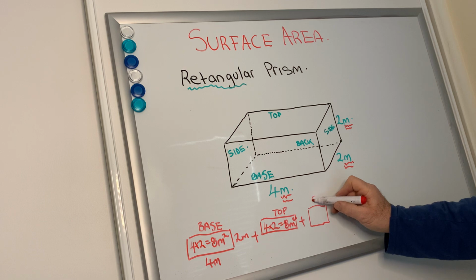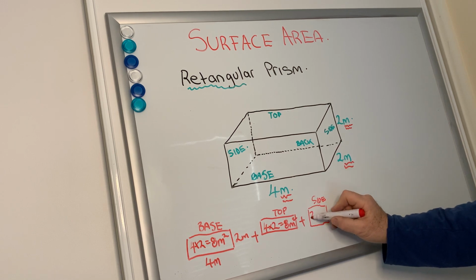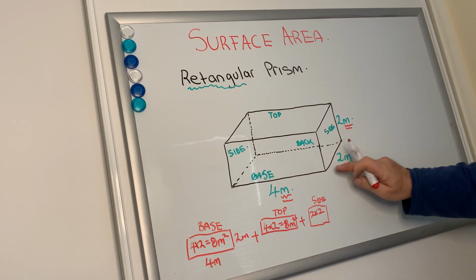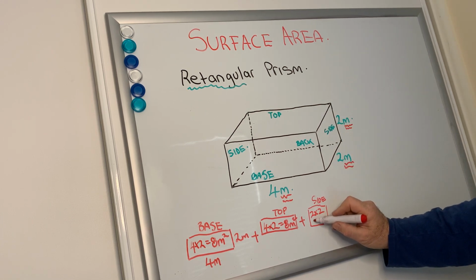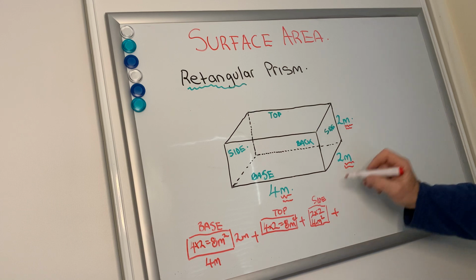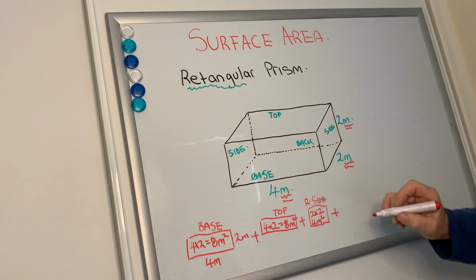So I'm just going to say side. 2 times 2. Okay, 2 times 2 is equal to 4 square meters, 4 meters squared. If you want to say the right side, let's say the right side, just to make it a bit simpler. That's the right side.